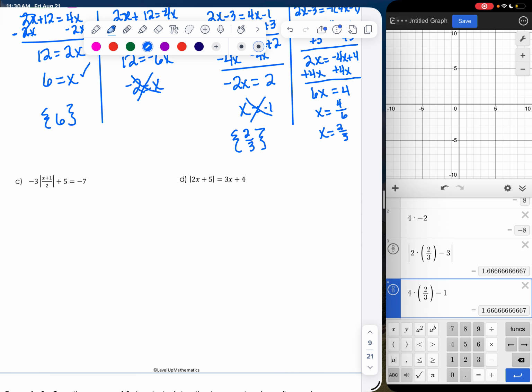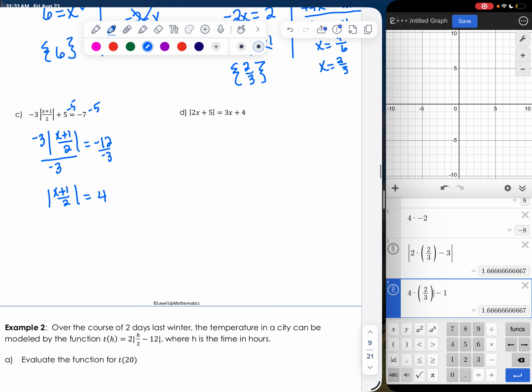I want to isolate the absolute value expression. So let's start by subtracting 5 from both sides. So negative 3 times absolute value of x plus 1 over 2 equals negative 12. Now divide both sides by negative 3. So that will give me absolute value of x plus 1 over 2 equals positive 4. All right, now that we have our expression isolated, I can take it out of the brackets. X plus 1 over 2 equals 4. X plus 1 over 2 equals negative 4.